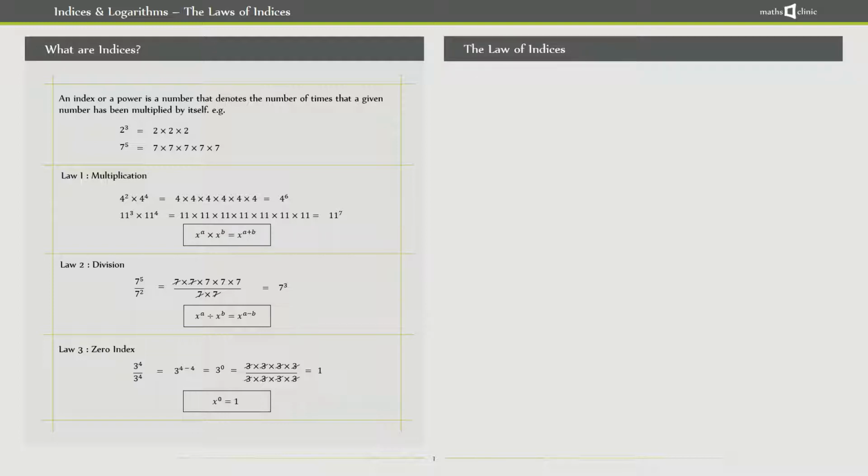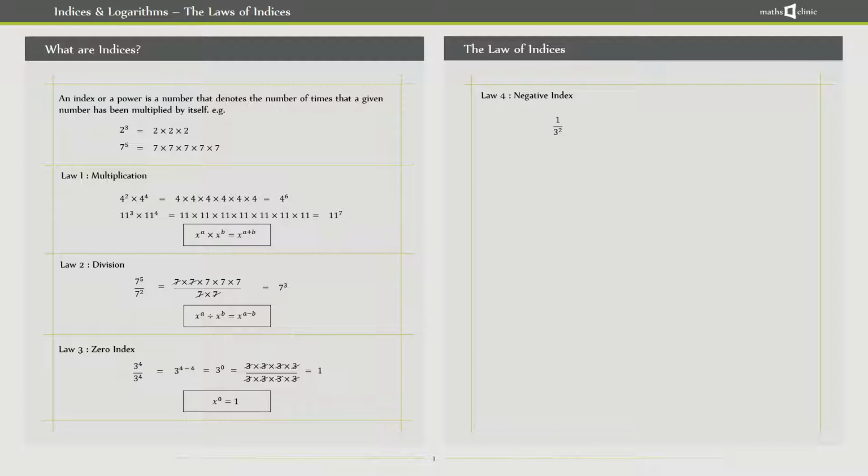Okay, let's move on. So the laws of indices, and I think we're on our fourth law now. So law 4, and law 4 is negative index. Okay, so negative index. And now let's consider this. You have 1 over 3 to the power of 2.